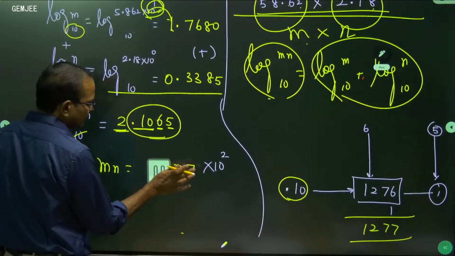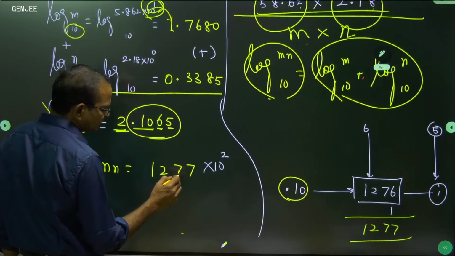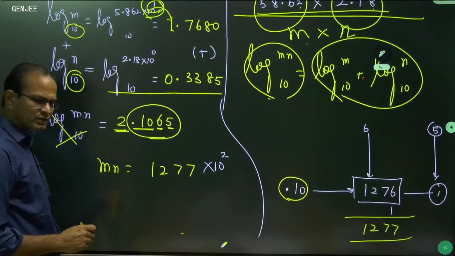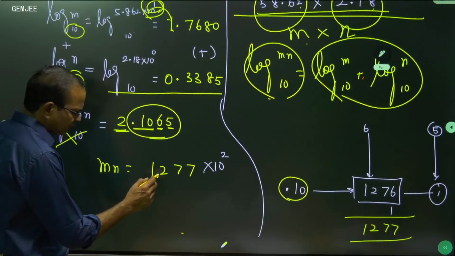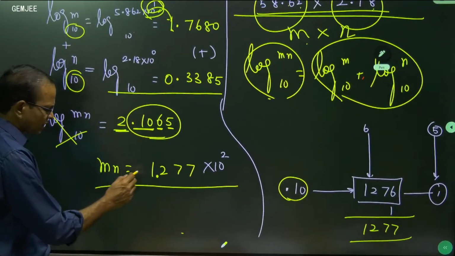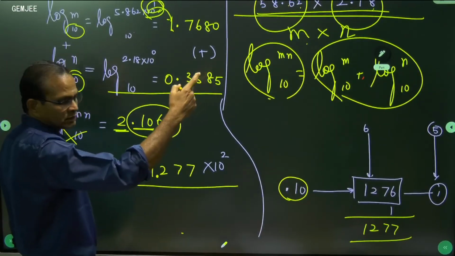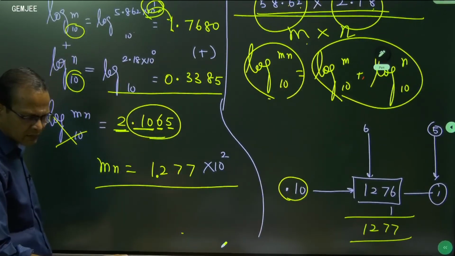Now the problem is, where should I keep the decimal place? It is always scientific form. We started with scientific form, so it is going to end in the same format.